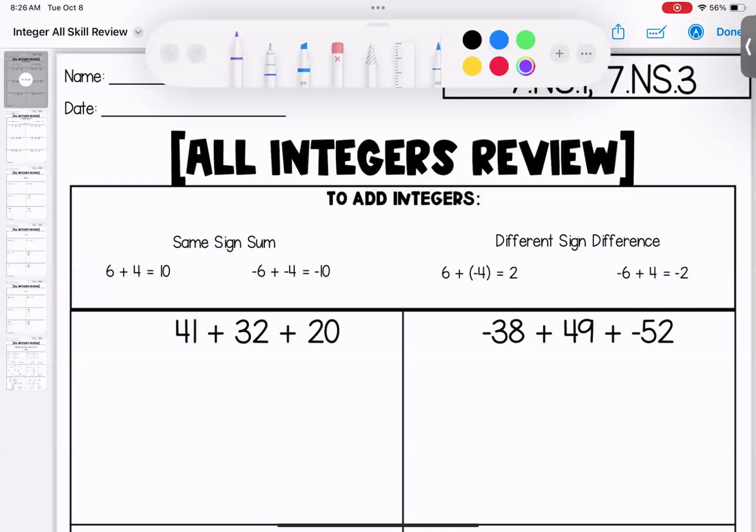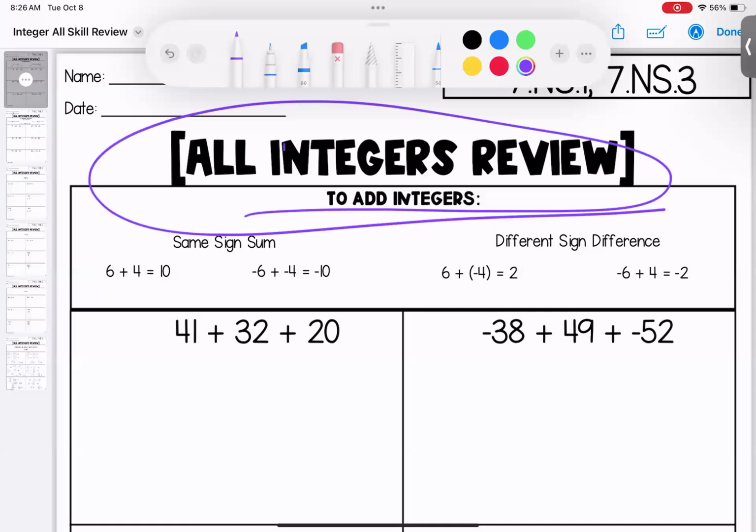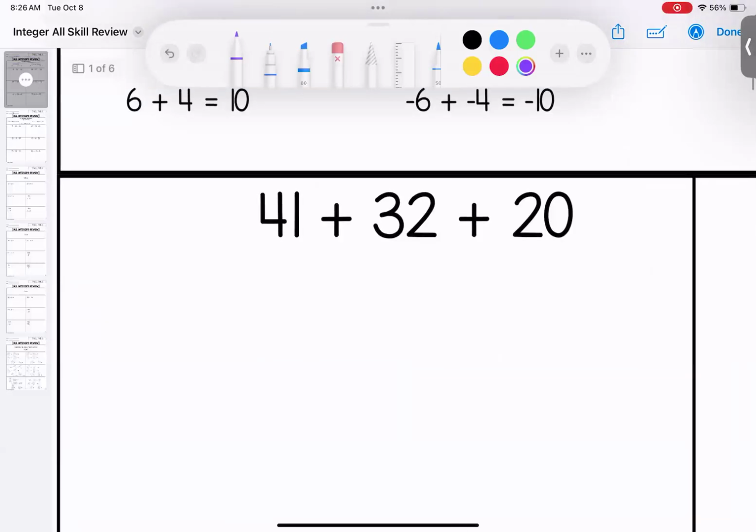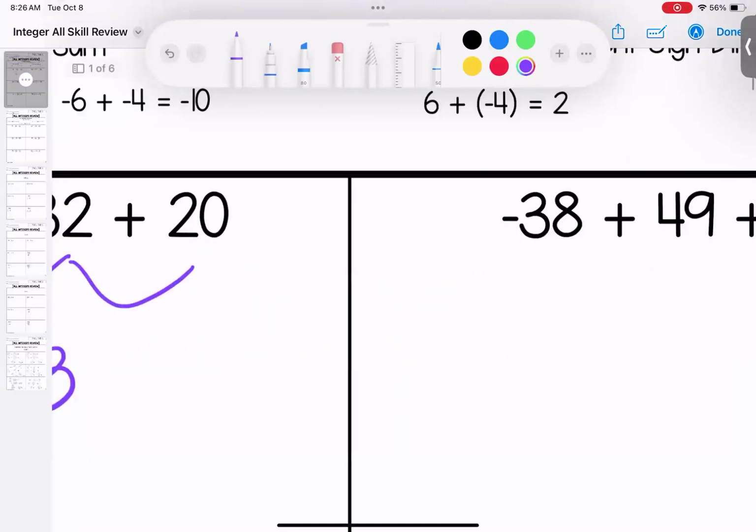Let's get right into our all integer skill review. As a reminder, when the signs are the same, we add them. When the signs are different, we subtract them. So these are all the same, and this would be 73. Add two more would be 93. Just a regular addition problem.